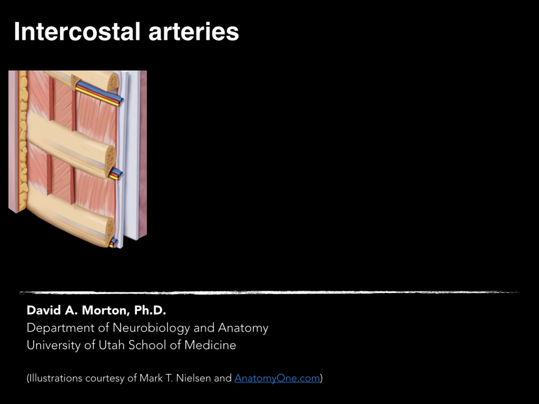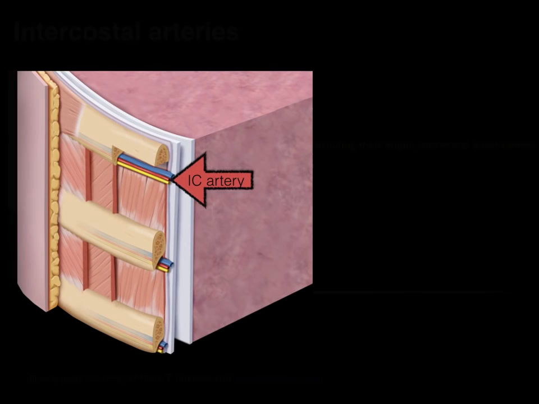We're now going to cover intercostal arteries. Our objectives: identify the intercostal arteries, including their origin, course, and anastomoses. So here we have an intercostal artery in this section of the thoracic wall. Now let's follow and see how blood is going to get to this intercostal artery.